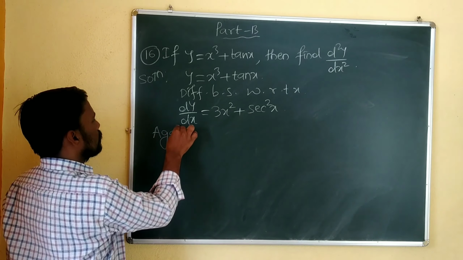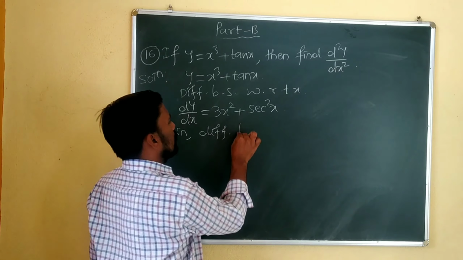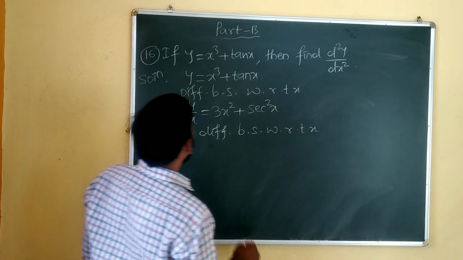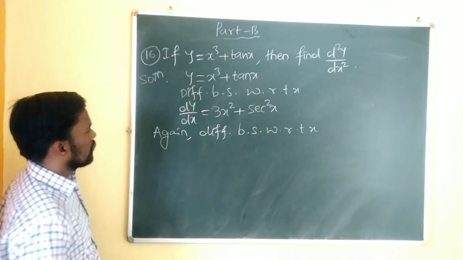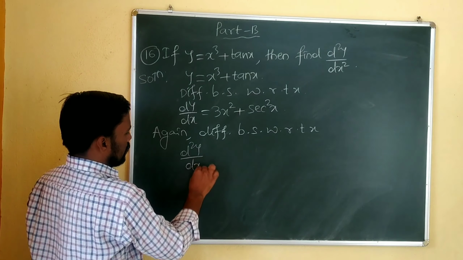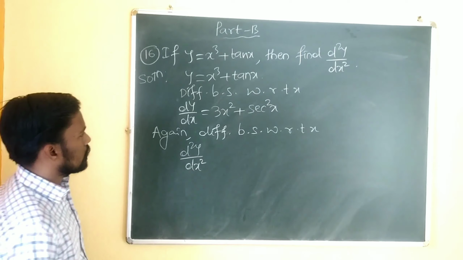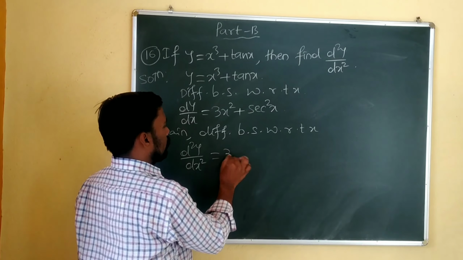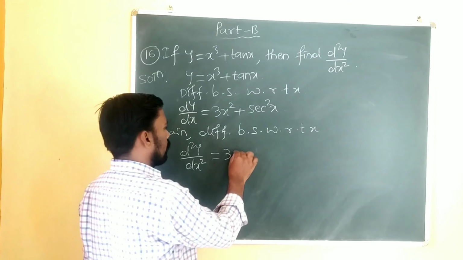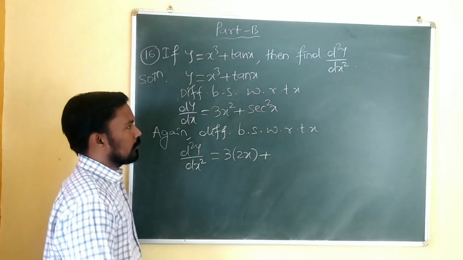Differentiating both sides with respect to x. So the derivative of dy by dx is d2y by dx2. The derivative of dy by dx with respect to x is d square y by dx square. That is equal to 3 is a constant. Write this as it is and take the derivative of x square. The derivative of x square will be what? 2x.